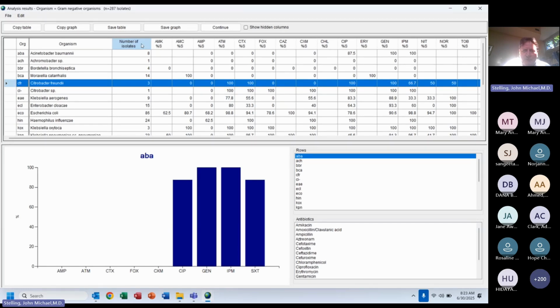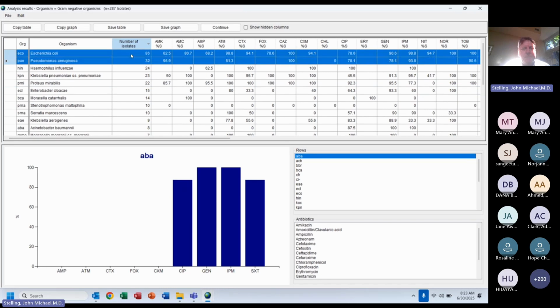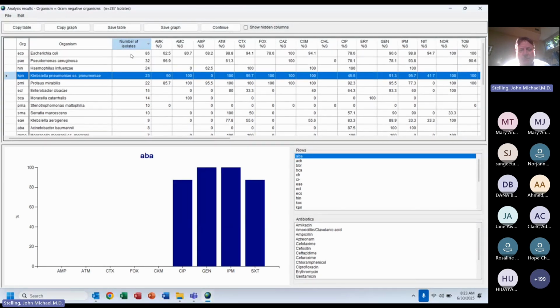I can click on number of isolates once. I can click on number of isolates again. So the 3 most common organisms, or the 4 most common organisms: E. coli, Pseudomonas, Haemophilus, Klebsiella pneumonia. Klebsiella pneumonia, there are only 23 isolates, but keep in mind, this is only 1 month of data. If I had 12 months of data, these numbers obviously would be much larger.